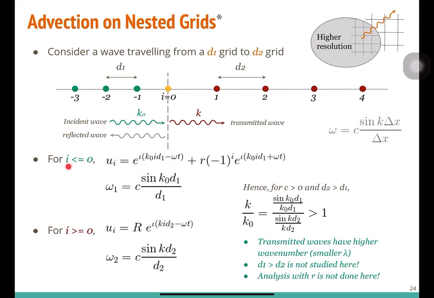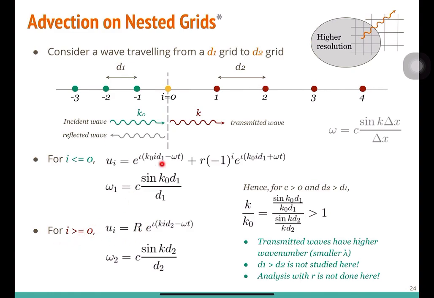Okay, so for I less than 0, which means we are at the high resolution side, this is the signal. We have the physical mode in terms of k0, and then we also have the computational mode, the term for the spatial oscillating term, and the magnitude of this reflection. This is the term that we don't want. Okay, and then we also have the dispersion relation on this side, on the green side.